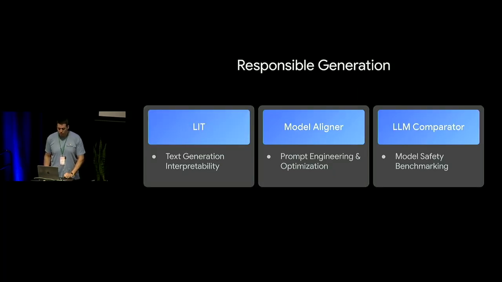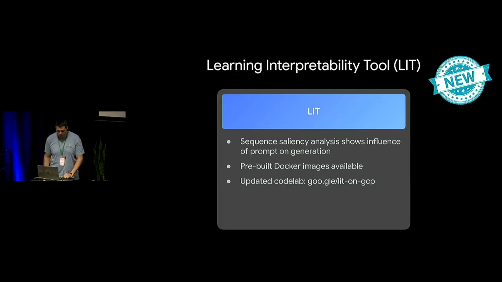On the responsible generation side of things, we have 3 tools. We have LIT, which stands for the Learning Interpretability Tool. We have Model Aligner, and then we have the LLM Comparator. All these 3 are new tools as of the last 2 months.